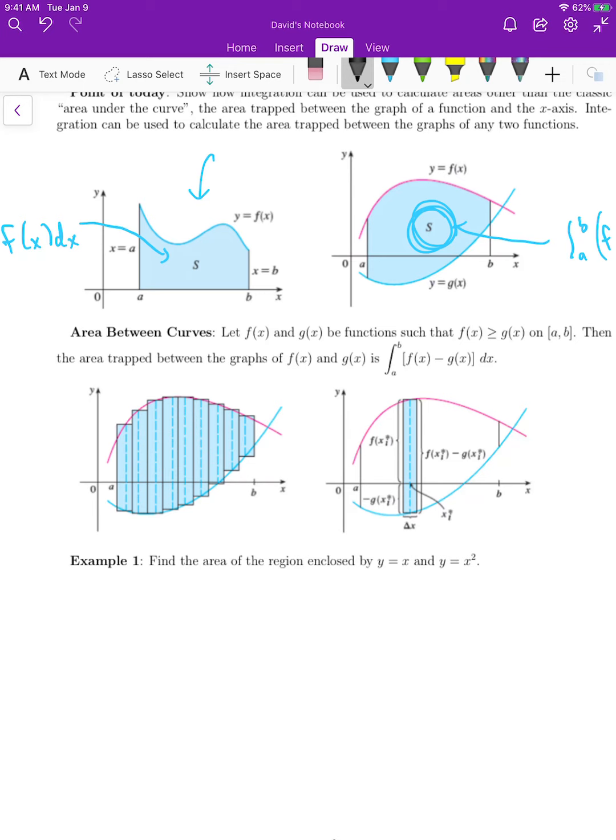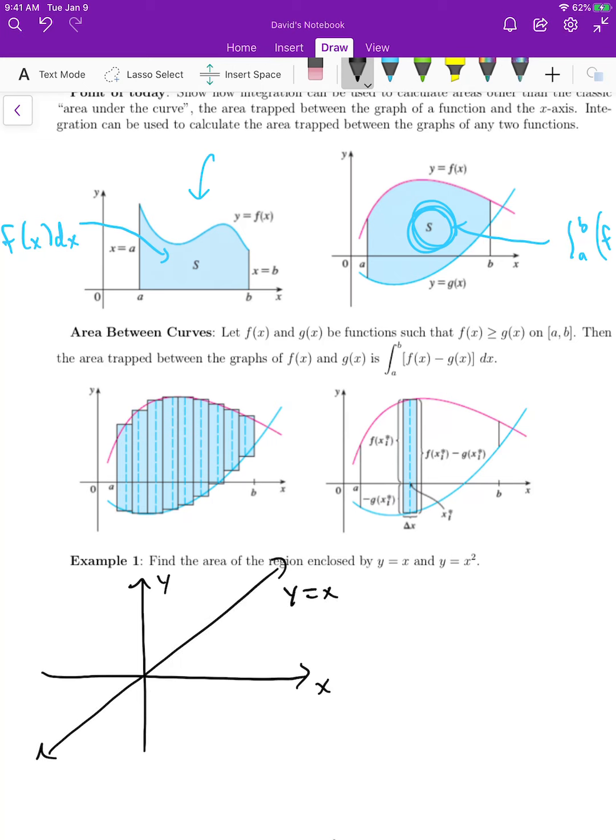Okay, so for this first one, we have to be able to visualize what region we are talking about. So to do that, let me draw both of these curves. So here's y equals x, like that. And then here is y equals x squared, like this. So the region we are talking about is this little slice right there. So we have to think about the area of that slice.